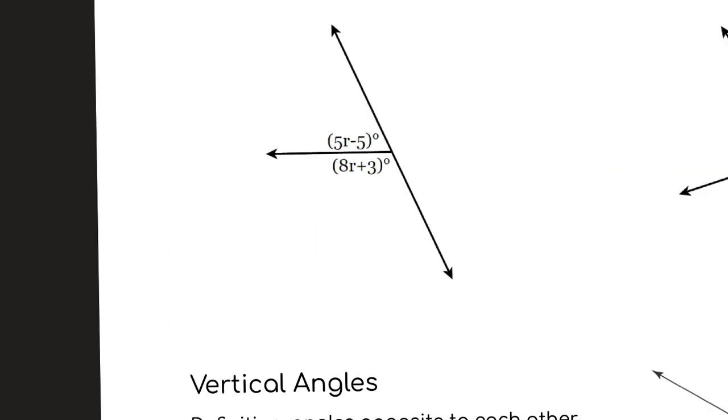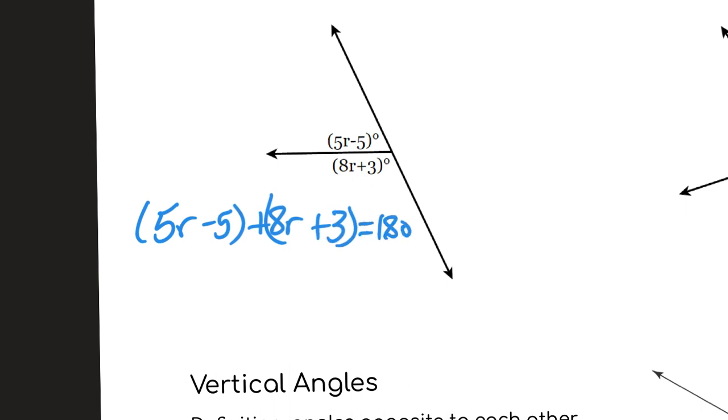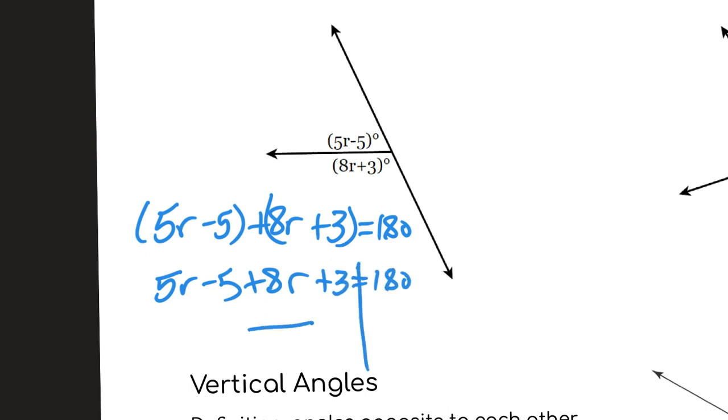Next setup here, we have 5r minus 5 plus 8r plus 3. They're going to add up to 180 since they make up that straight line. Of course, you have a positive 1 in front of each, so in both cases we just drop both of them down. Then after that, we solve for r.